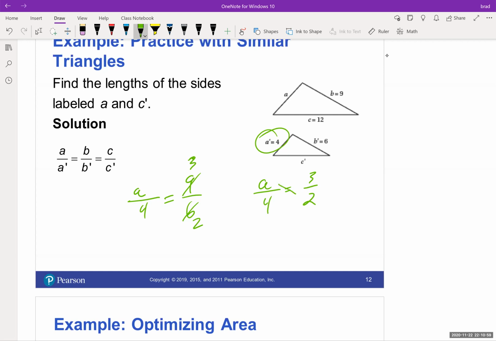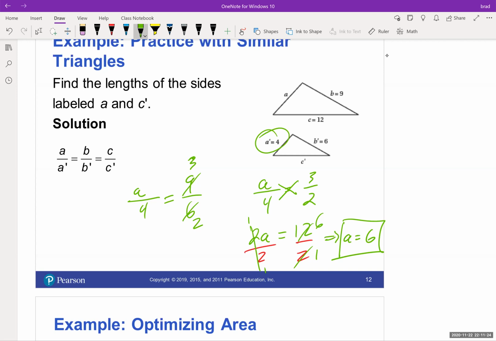Now we can cross multiply. 2 times A is 2A, and 4 times 3 is 12. Once again, we divide both sides by 2. This is our old school math, cross multiplying. We get A is equal to 6. So we found A is equal to 6.